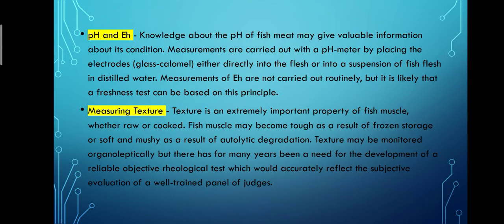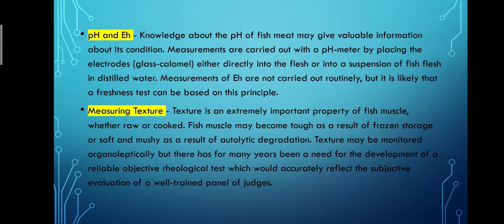Next, we have the potential hydrogen and the oxidation reduction. Knowledge about the potential hydrogen of fish meat may give valuable information about its condition. Measurements are carried out with a potential hydrogen meter by placing the electrodes either directly into the flesh or into a suspension of fish flesh in distilled water. Measurements of oxidation reduction are not carried out routinely, but it is likely that a freshness test can be based on this principle.